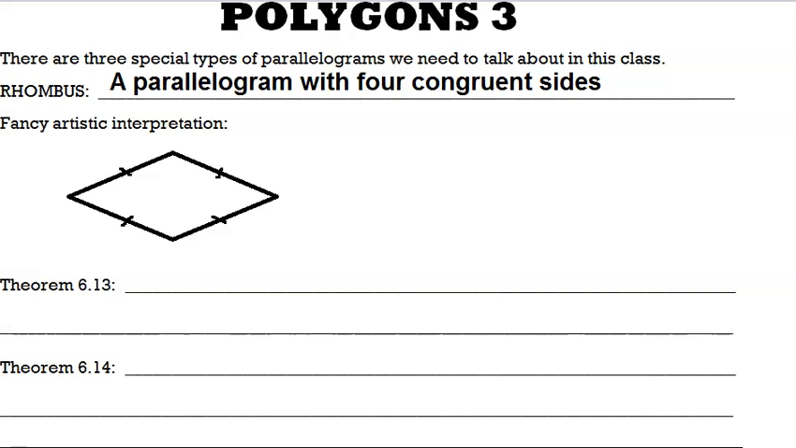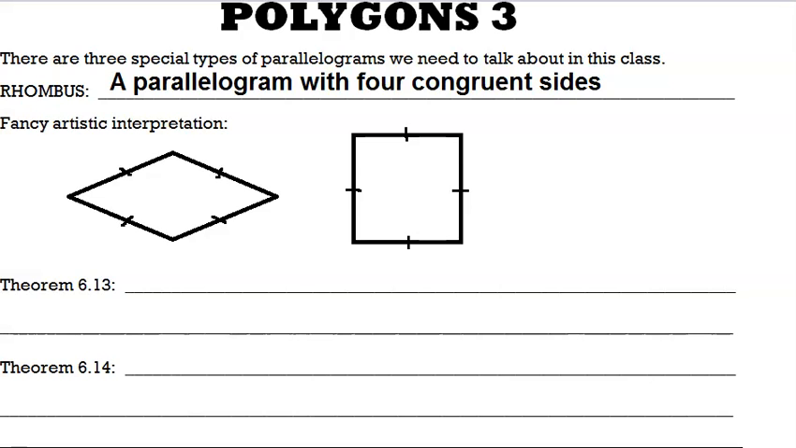Okay. Now, at this point, a lot of people would say, well, I thought that was a square. Well, a square is a rhombus. It is a type of rhombus. So yeah, if you were to draw a square, technically that would count as a rhombus as well.